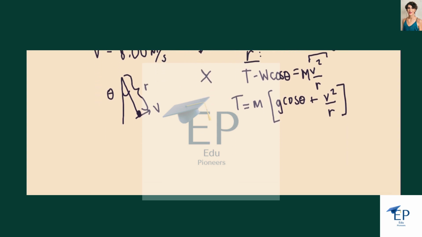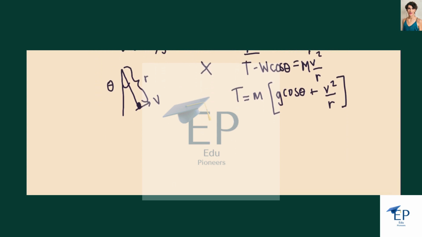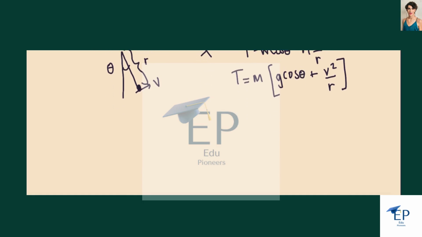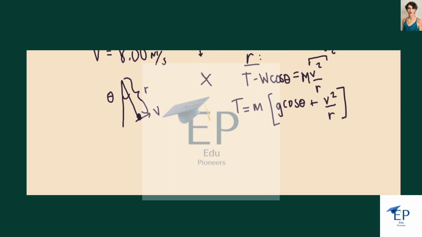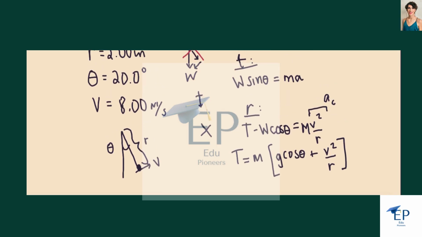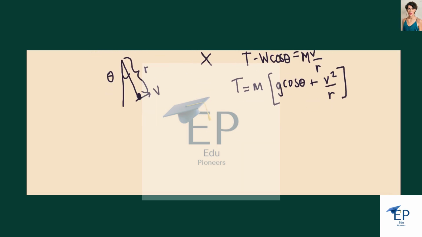And now what I want to do is just plug this into a calculator, and that will get me the answer. So mass was 0.5, and we want to multiply that by 9.8 times the cosine of 20 degrees plus 8 squared, 64, and we want to divide that by r, which is 2. And so that gets me 162 newtons.